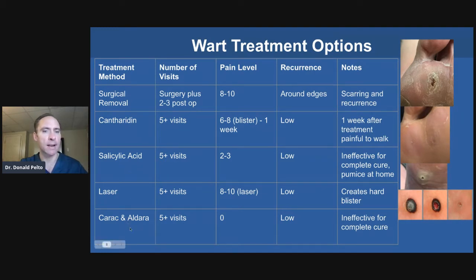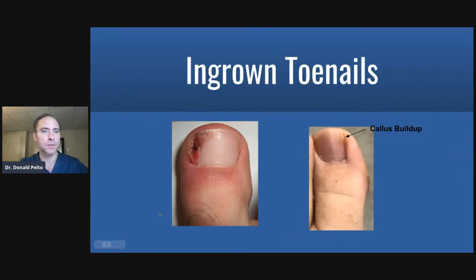And then there's Carac and Aldara. These are both used for other skin conditions. Aldara is used for genital warts, and Carac is used for skin lesions. Both of those are sometimes effective, and you can try those.